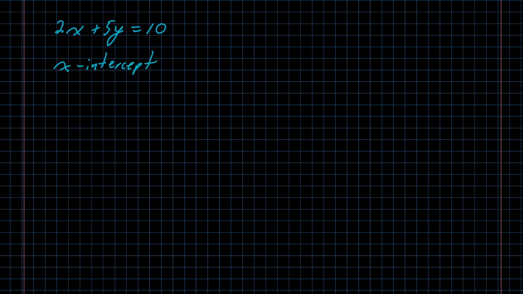I can find the x-intercept of this equation. The x-intercept is the point where the graph crosses the x-axis. And an ordered pair for a point where the graph crosses the x-axis has some value for x and 0 for y, right? The x-axis is the place where y is equal to 0. So we plug in that y is equal to 0.